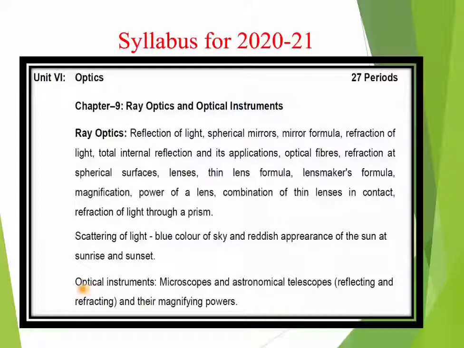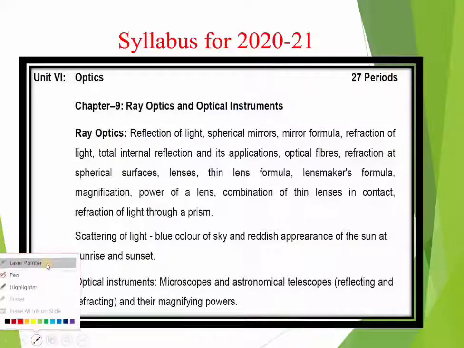And the second part, we will study about optical instruments. These are microscope, reflecting type telescope, refracting type telescope, and we will study about their magnifying power. A few things you have already studied in 10th standard, but in the basic form. Here you will study in advanced form. So all this content you will study through different lectures. A few of the contents I will take in this lecture, that is lecture number 1.